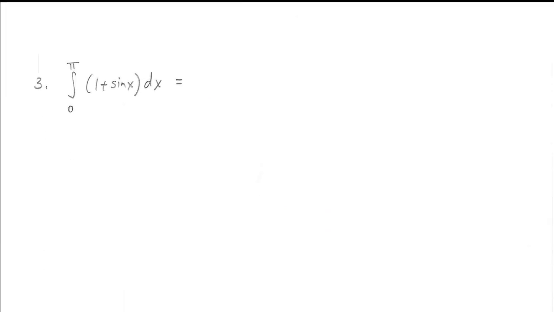All right, how about another one? Integral 0 to pi 1 plus sine x dx. First, let's just concentrate on integrating 1 plus sine x. 1 integrates to x. Sine x integrates to negative cosine, because I have to get, on derivative, back to positive sine. All right, this is 0 to pi.